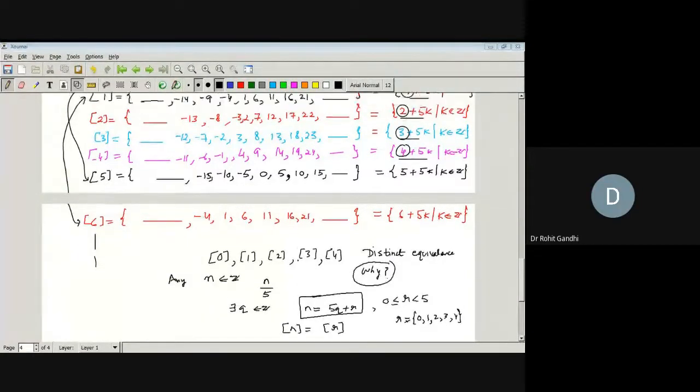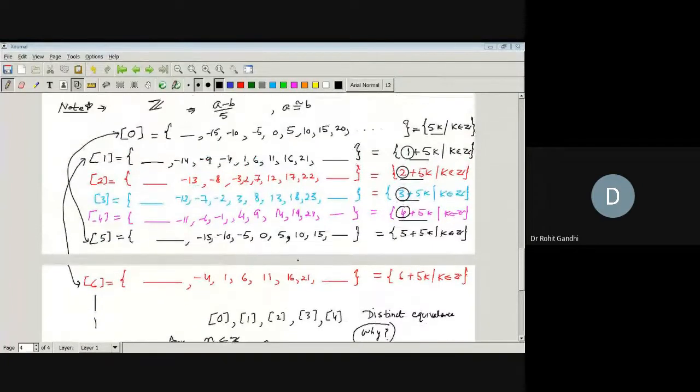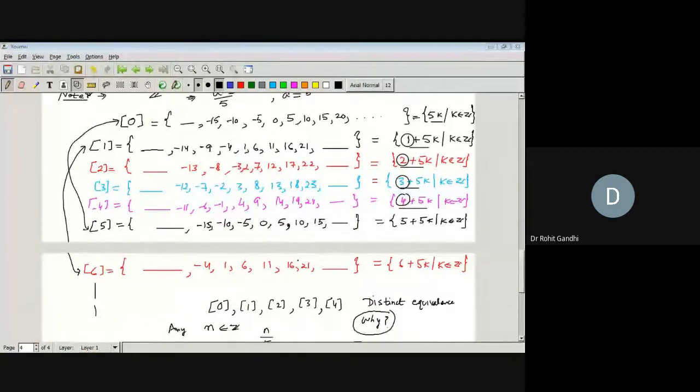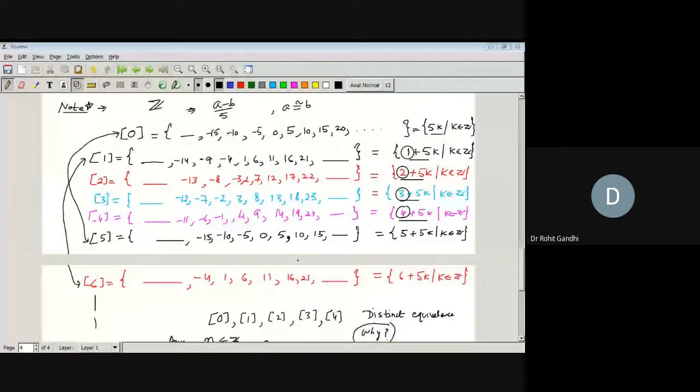Yes. What we are observing is that the equivalence classes, after some time, are repeating. Suppose we have taken 0, 1, 2, 3, 4. And then the equivalence class of 5 is equal to that of 0. The equivalence class of 6 is equal to that of 1. If I go further, the equivalence class of 7 is equal to that of 2. Next, the equivalence class of 8 is equal to that of 3.